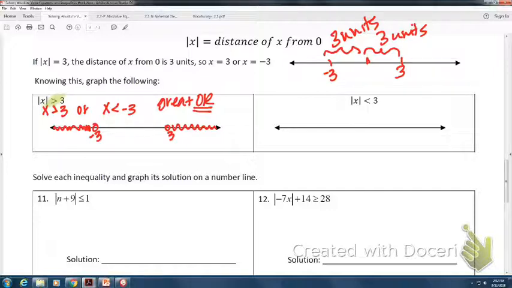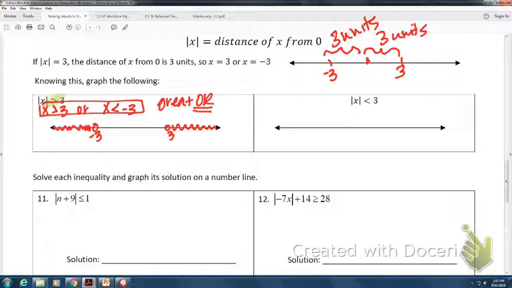So it should be going in opposing directions. So greater than signs are an or, and it goes in opposing directions. And this is how you would write your answer. If it asked you for your solutions, that's what you would write. X is greater than 3, or x is less than negative 3.